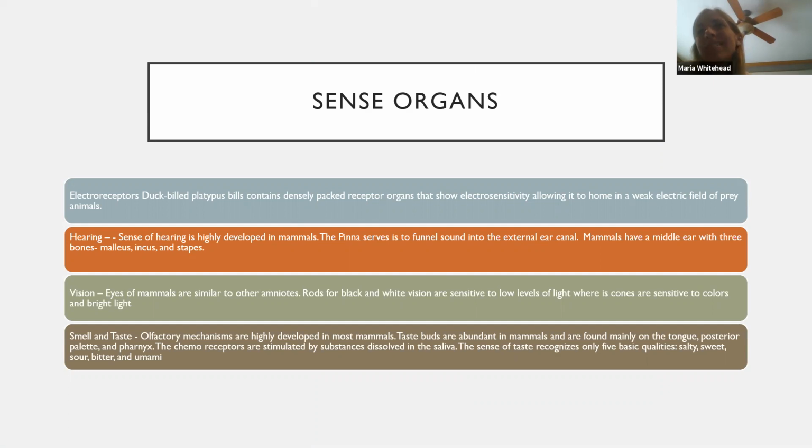Some of the sense organs in mammals. Sense of hearing is highly developed in mammals. The earlobes, the pinna, serve to funnel sounds to the external ear canal, where they are conveyed to the eardrum. And as we've already mentioned, mammals have a middle ear with 3 bones: the malleus, incus, and the stapes.